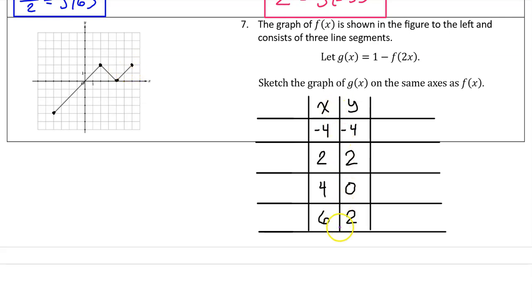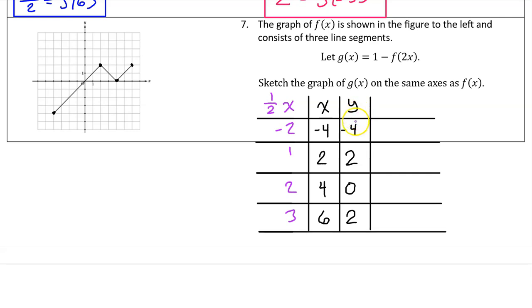Here are those 4 key points. The transformations that affect the x values will appear on the inside of the function. This 2 in front of the x will cause a horizontal dilation by a factor of 1/2. The horizontal dilations are always the opposite of what they appear. So 2 becomes 1/2. If this were 1/2, it would really be by a factor of 2. So therefore the transformation will be 1/2 of these x values. That's going to give me -2, 1, 2, and 3.